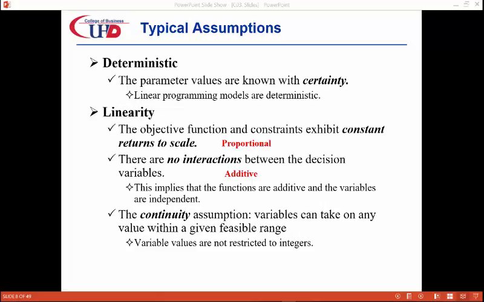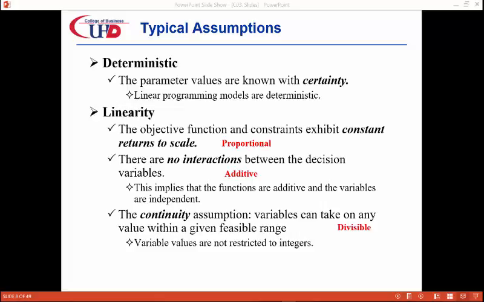The second one is additivity. In the objective function or any constraint function, you can add or subtract the different decision variables, but cannot do any other computation among them, like multiplying different decision variables together or dividing different decision variables. In the Lego game, we only add things together.